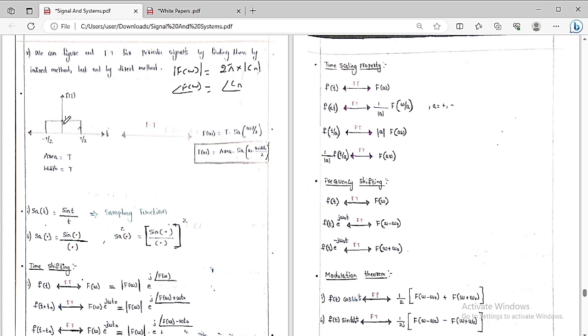The area of the signal is equal to, here, this is 1 and this is t. So the breadth t into 1 is equal to t. And what is the width of the signal? T.